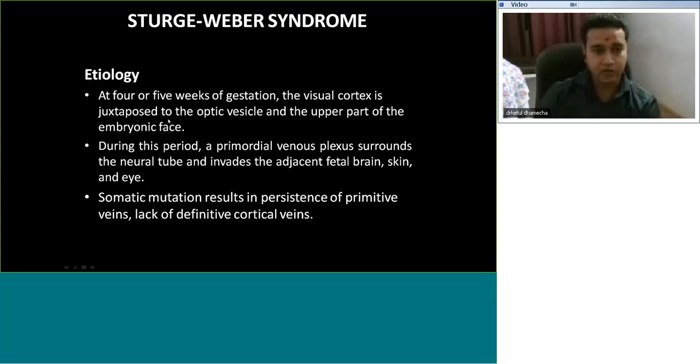Etiology: at 4 or 5 weeks of gestation, the visual cortex is juxtaposed to the optic vesicles and the upper part of the embryonal face. During this period, a primordial venous plexus surrounds the neural tube and invades the adjacent fetal brain, skin, and the eye. A somatic mutation at that time results in the persistence of the primitive veins and lack of the definitive cortical veins. So this is the pathology, and once you understand the pathological findings, you can definitely know what the radiological findings are.